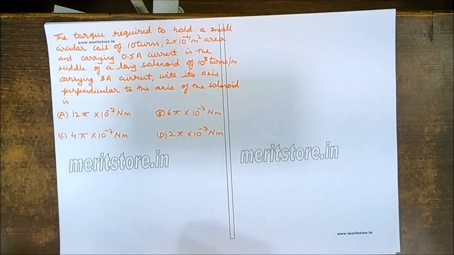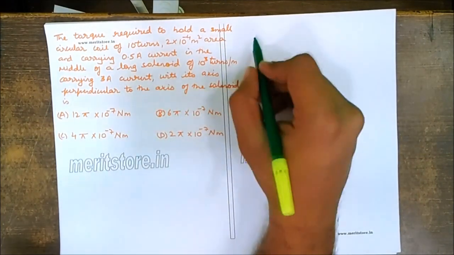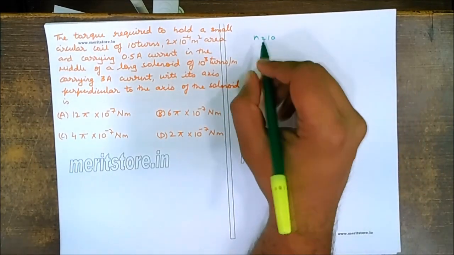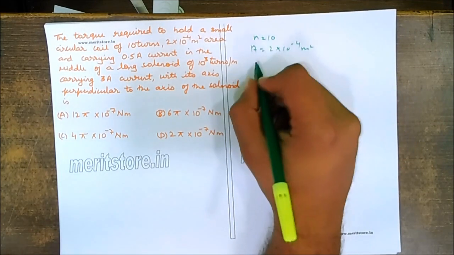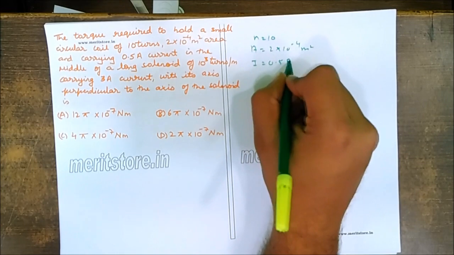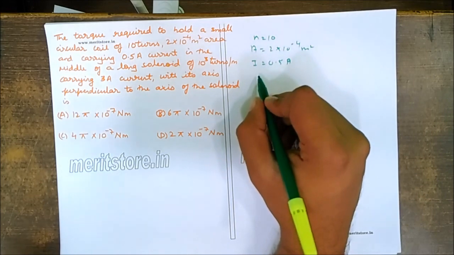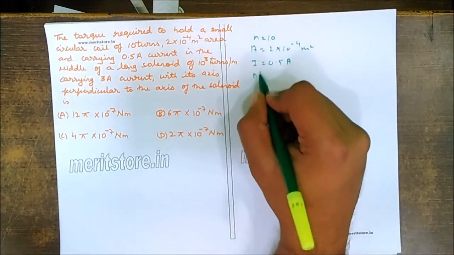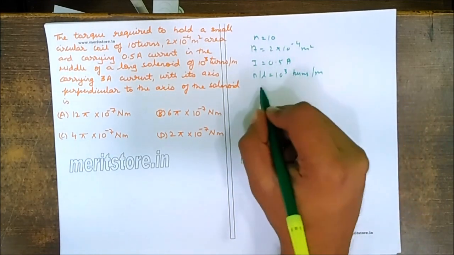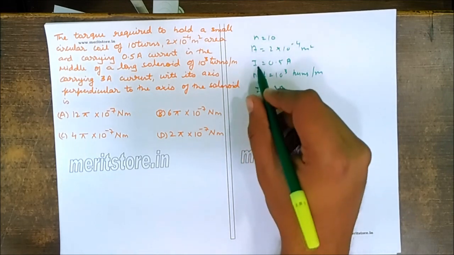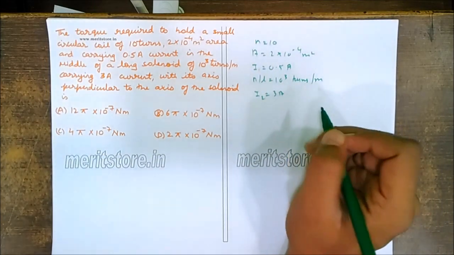The next question: the torque required to hold a small circular coil of 10 turns, area 2 into 10 raised to minus 4 meter square, and carrying a current of 0.5 amperes, in the middle of a long solenoid of 10 raised to 3 turns per meter. That means N by L is 10 raised to 3 turns per meter, carrying 3 ampere current, with its axis perpendicular to the axis of the solenoid.